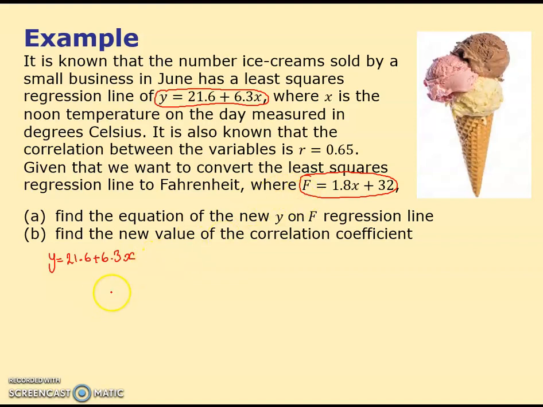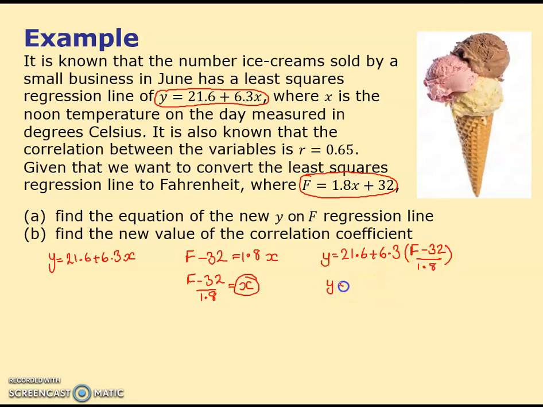But this just becomes an algebraic trick, really. So F equals 1.8x plus 32, but of course this says x, so we just rearrange that. F minus 32 will equal 1.8x, and therefore F minus 32 over 1.8 equals x. Now I've got x equals, I can sub into here. So I've got y equals 21.6 plus 6.3, and rather than x, I can now write F minus 32 divided by 1.8.